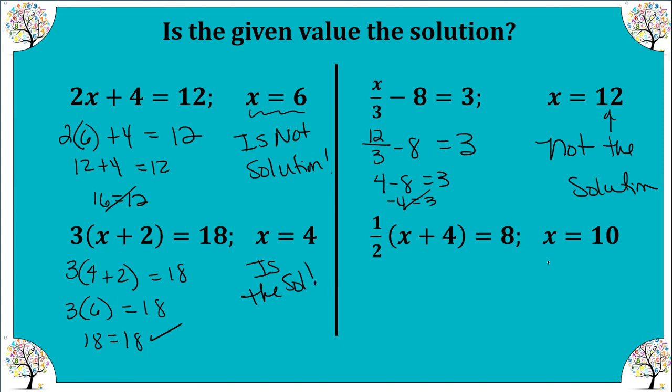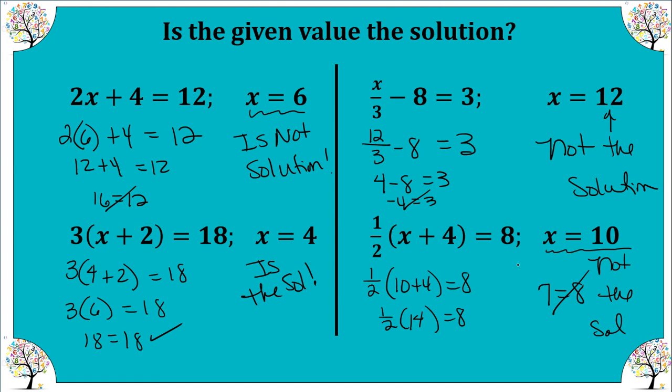Okay, now let's see if in this equation, our solution is 10. So we're just first going to substitute it in. We're going to do parentheses before we multiply. 10 plus 4 is 14. When I multiply by 1/2, that's the same as dividing by 2. So we get 7 equals 8. So 10 is not the solution.